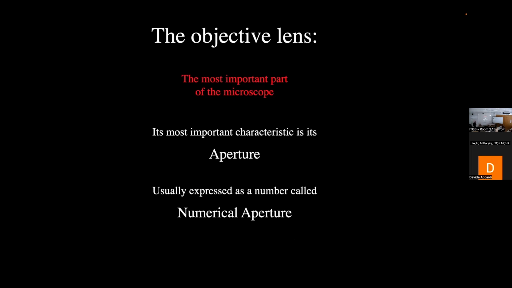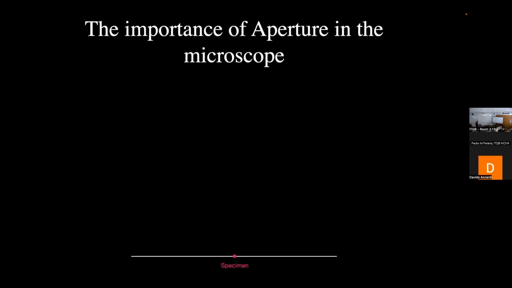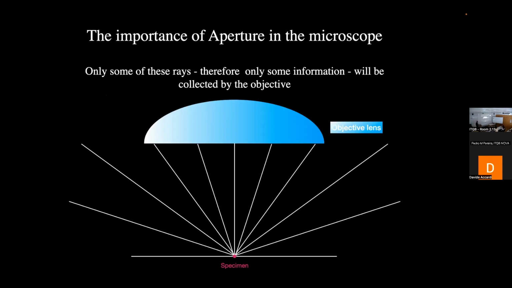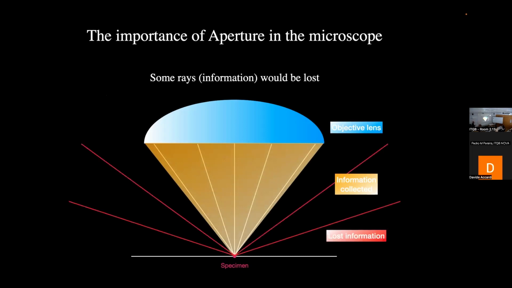It is usually expressed as a number, and is called numerical aperture. So let's say we have here a specimen, this tiny dot, and this is our sample holder or glass slide. And our specimen is emitting rays of light, which implies information. Considering that every ray leaving the specimen carries some information about the tiny details, we want to collect as many rays of light as possible. The problem is that when we observe with an objective lens, some rays of light will be collected, like this in this case, and some will be lost. Is it clear? Very simple, right?